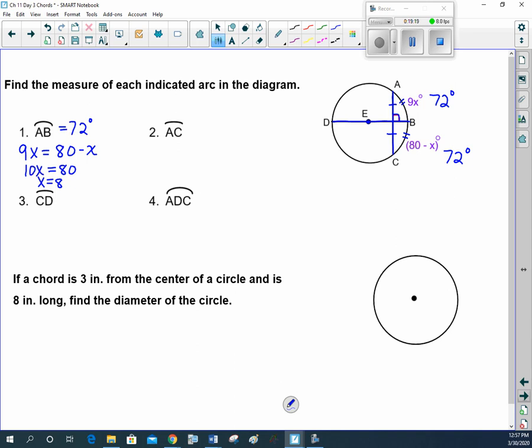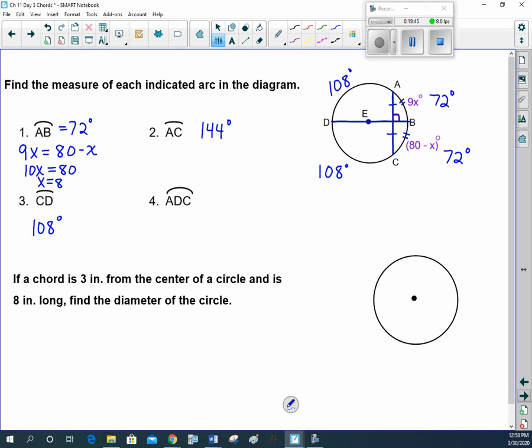Well, this is a diameter. So then this must be 108 over here and 108 here. Okay, find the measure of arc AC. Well, we'll just add 72 plus 72, and that'll be 144 degrees. The measure of arc C to D is 108 degrees. We talked about that one. And then the measure of arc ADC.